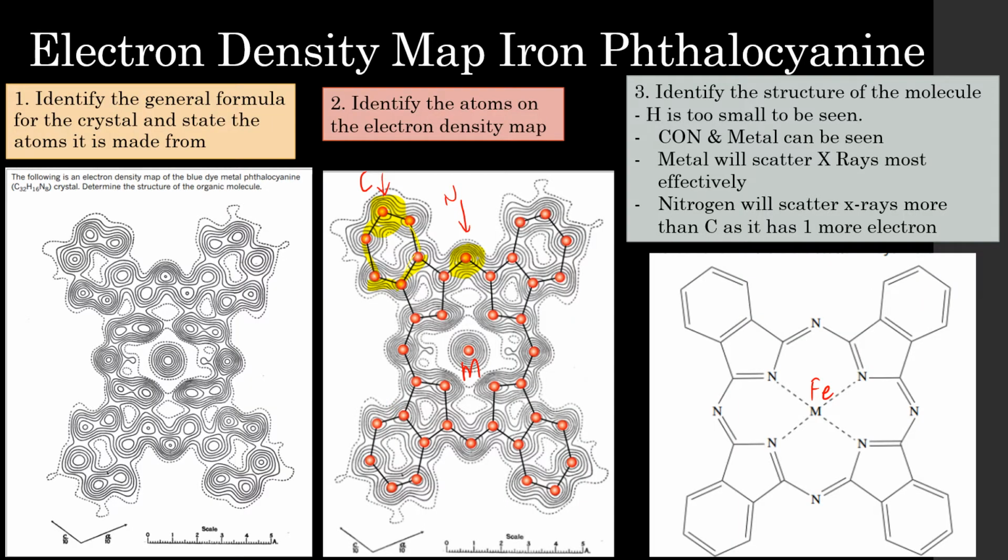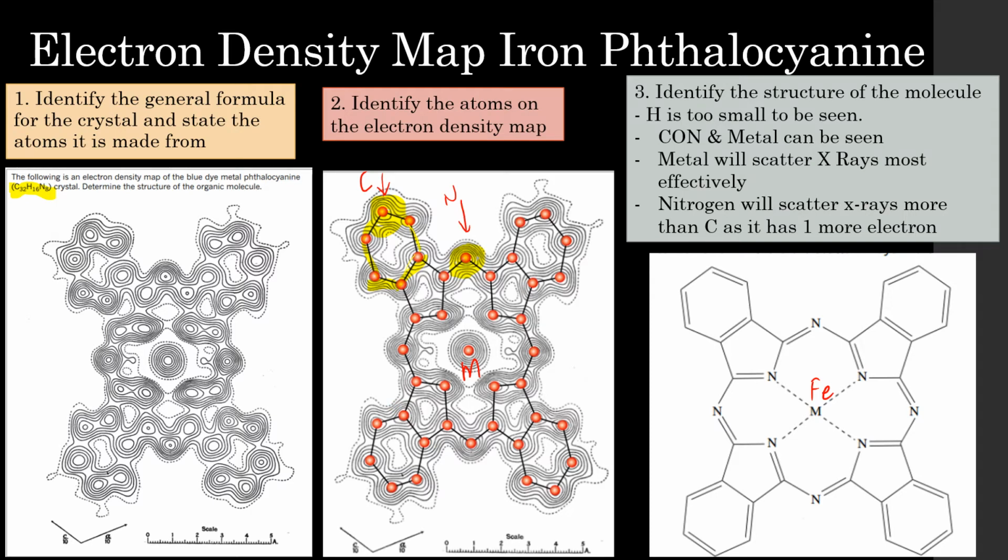So let's have a look at an electron density map. So we've got a molecule called iron phthalocyanine. So it has the molecular structure of C32, H16, and 8. And this is the electron density map of the blue dimetal phthalocyanine. It's as a crystal, so we want to determine the structure of the organic molecule.